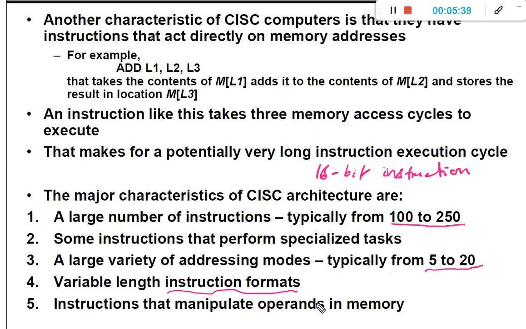And the instructions are going to directly manipulate the operands in the memory. Here we have seen that to perform the addition operation, we directly access the content from memory location and perform the addition operation. Like that, each and every instruction will have manipulations with the operands in the memory. That's why it will take more time, and it needs long instruction execution cycles. So these are the characteristics of the CISC architecture.